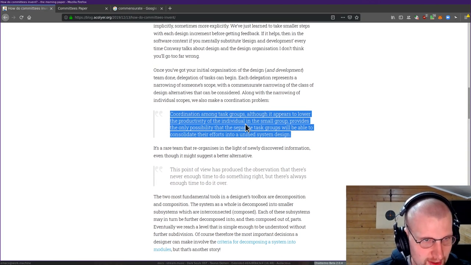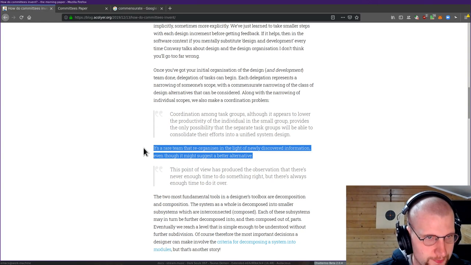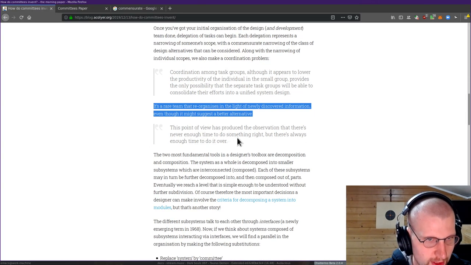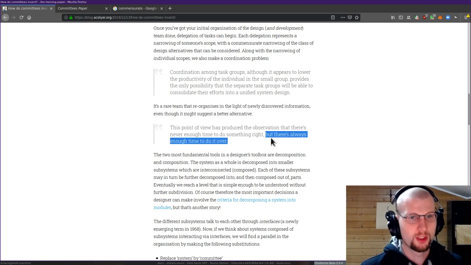It's a rare team that reorganizes in the light of newly discovered information, even though it might suggest a better alternative. This point of view has produced the observation that there's never enough time to do something right, but there's always enough time to do it over.